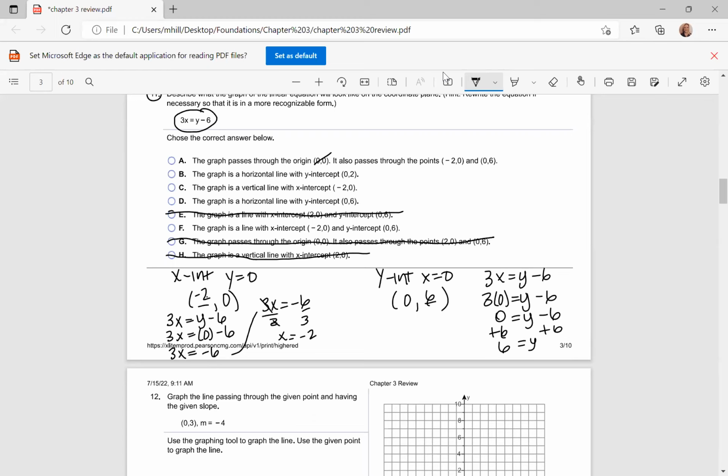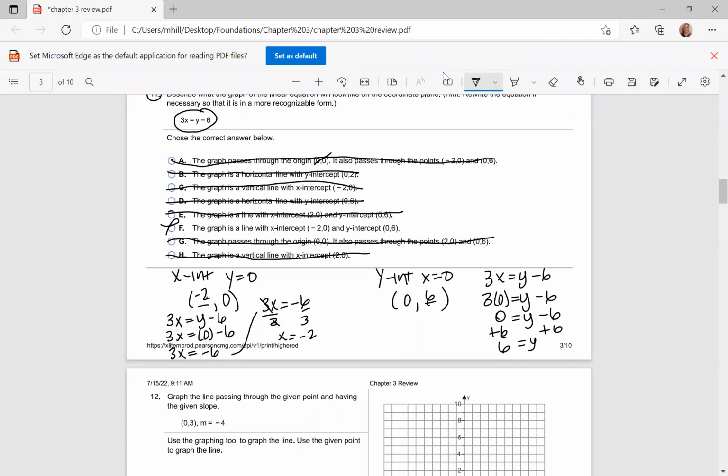Well, I can probably figure out some more. We already said it doesn't go through the origin, so it wasn't this one. It does go through those other 2 points, but the y-intercept is 0, 2. No, it's 0, 6. The graph is a vertical line with x-intercept -2, 0. Well, no, because it also goes through 0, 6. It doesn't just go through -2, 0. It doesn't just go through 0, 6. It also goes through -2, 0. So F will be the right one on this one.